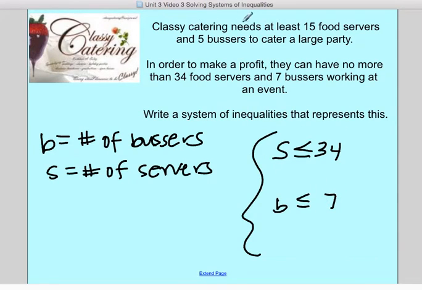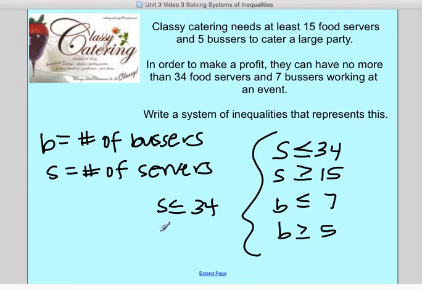And up top here, Classy Catering needs at least 15 food servers. So if I need at least, I need 15 or more food servers. So my servers has to also be greater than or equal to 15. And 5 bussers. So my bussers has to be greater than or equal to 5. So this would be my system of inequalities to represent this. Okay. If you have any questions, let me know. It doesn't matter what order you wrote them in. If I would have wrote, the way I was taught, the way I did it, this is fine too.